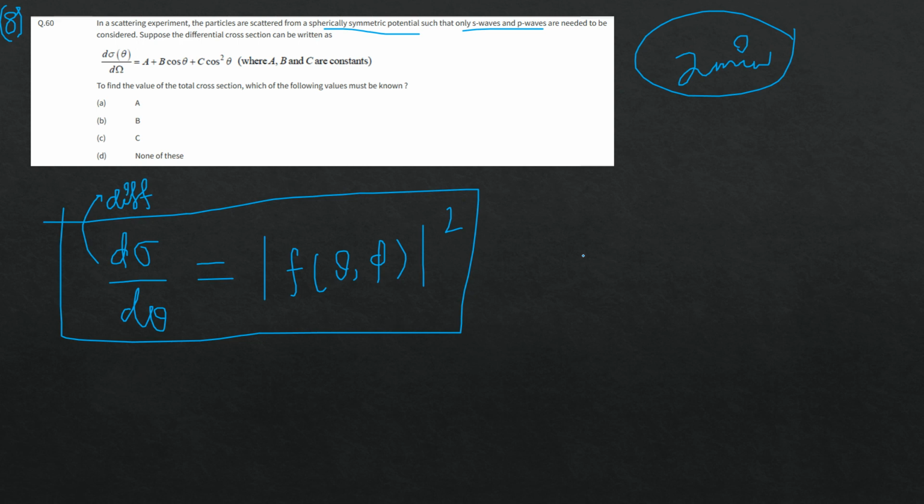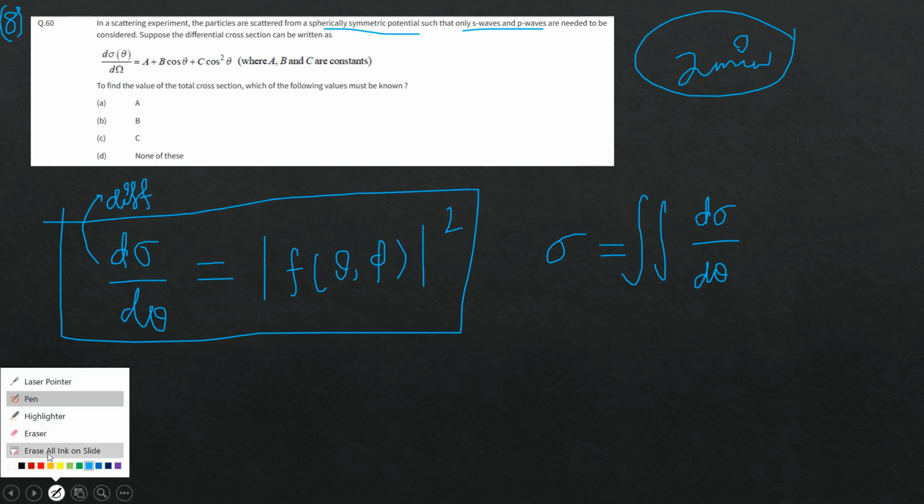So the total cross section will be what? Sigma is equal to, I have to integrate this one. Sigma is equal to the double integration of d sigma by d omega. Why am I writing it theta? This is omega, right?